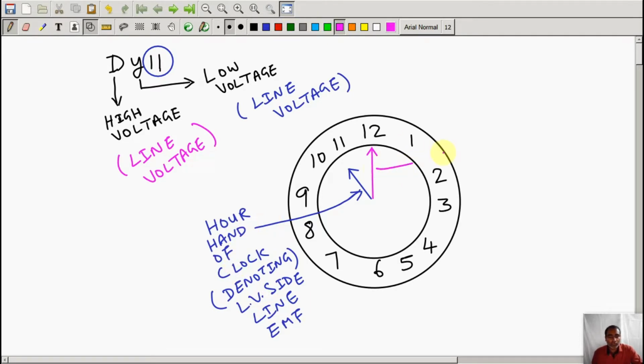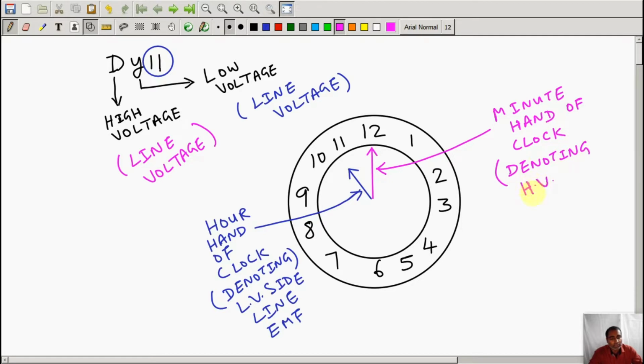Then we have the 12 o'clock position. The minute hand is pointing towards 12. This is your minute hand, and this minute hand of the clock is representing the HV side, that means the high voltage side line EMF.